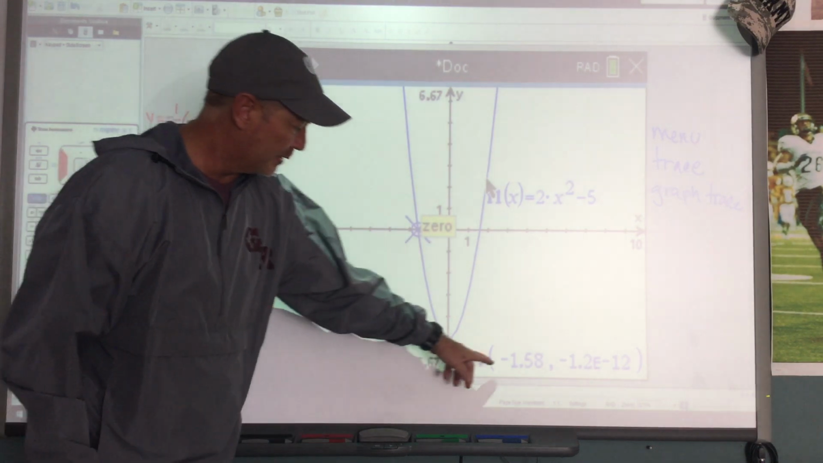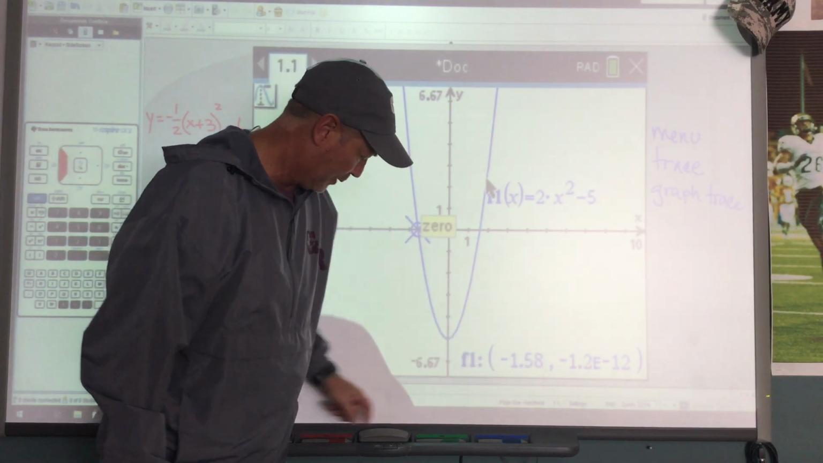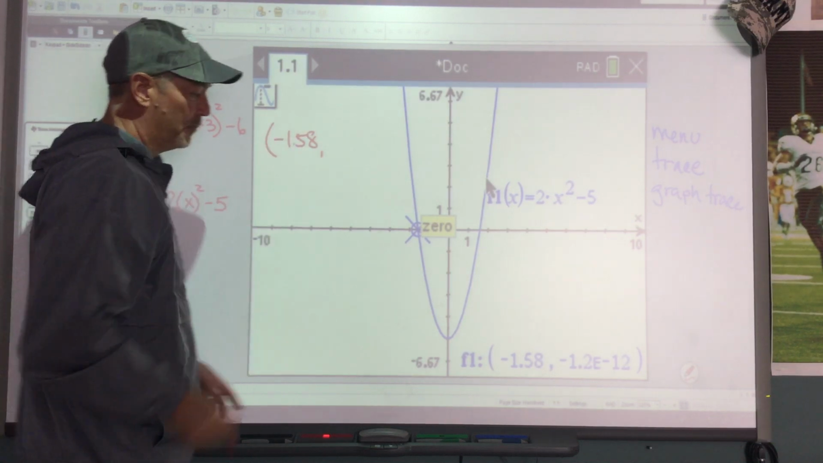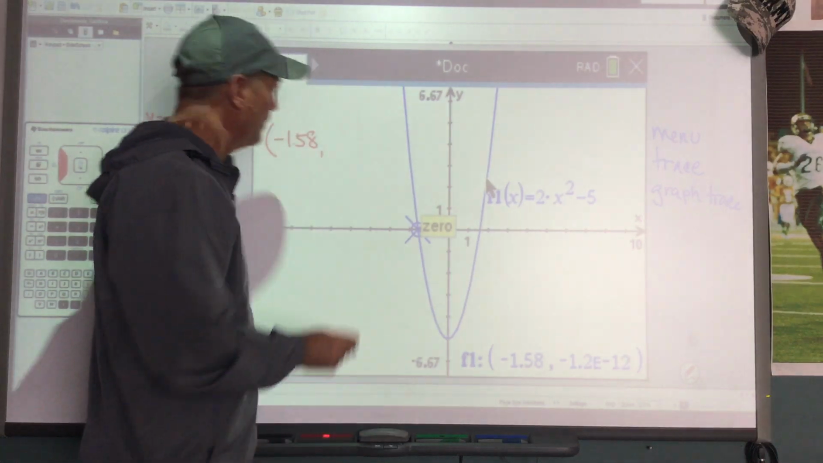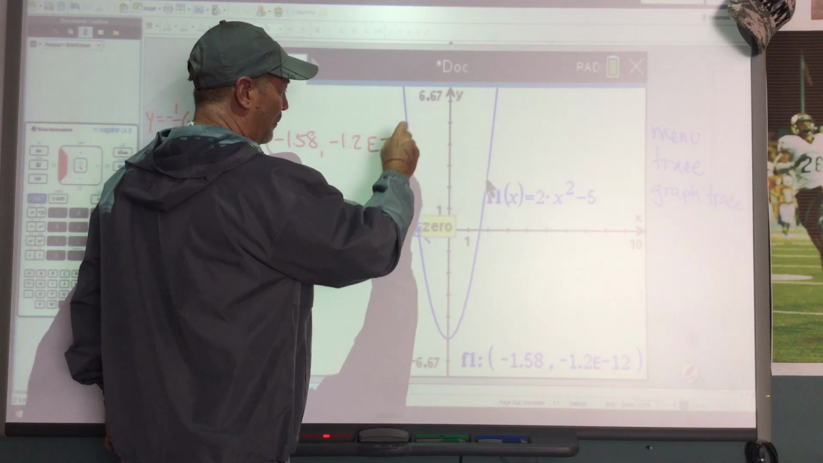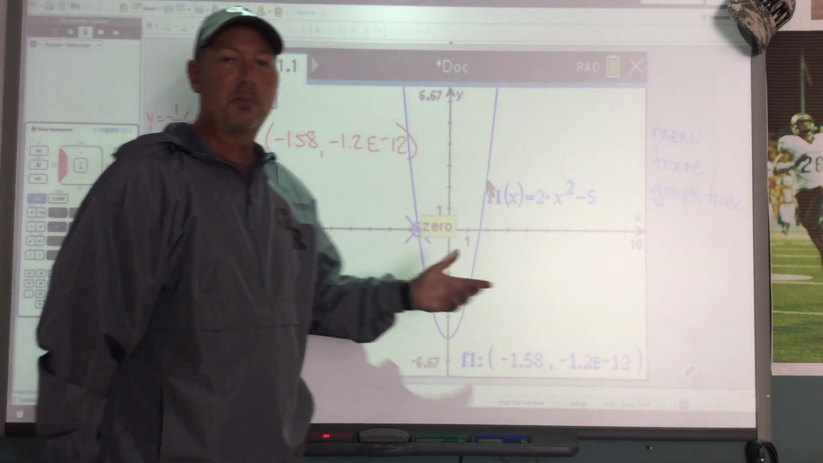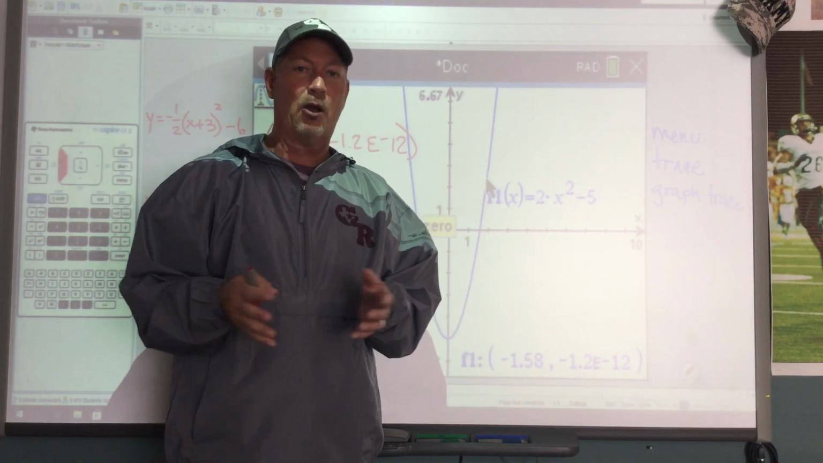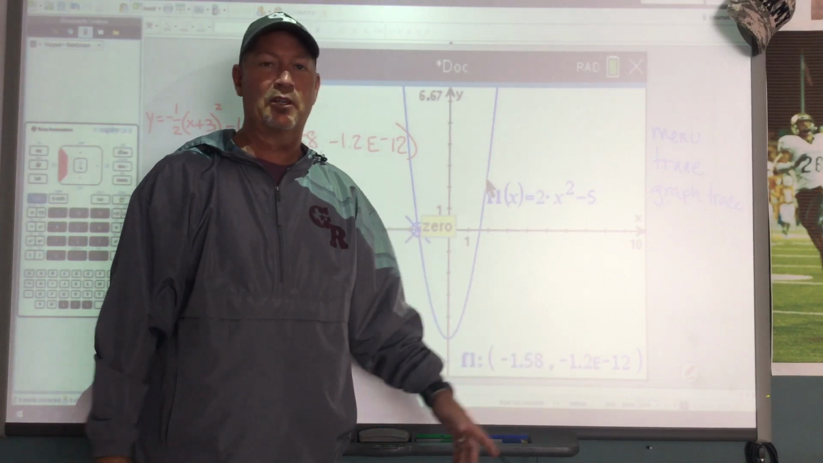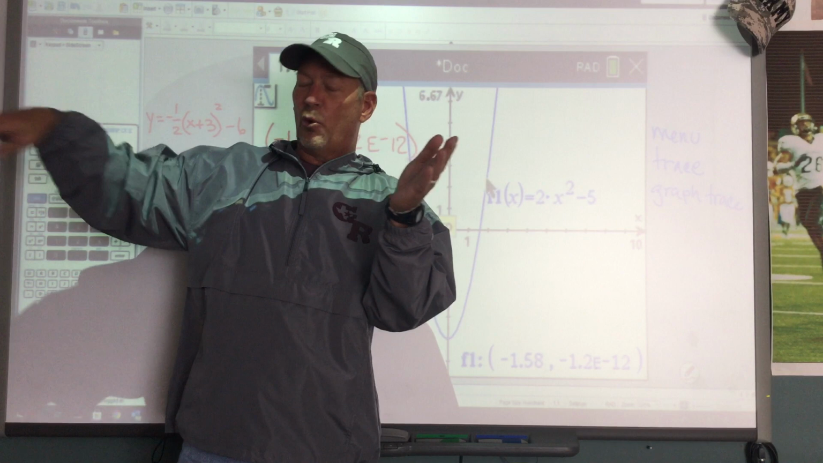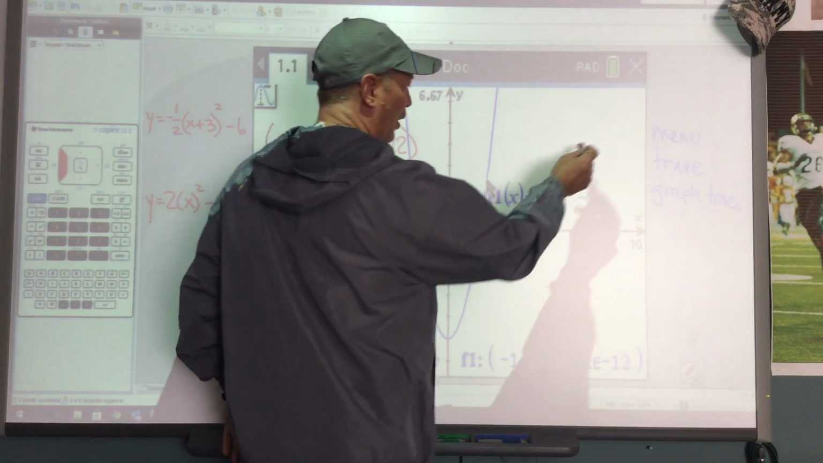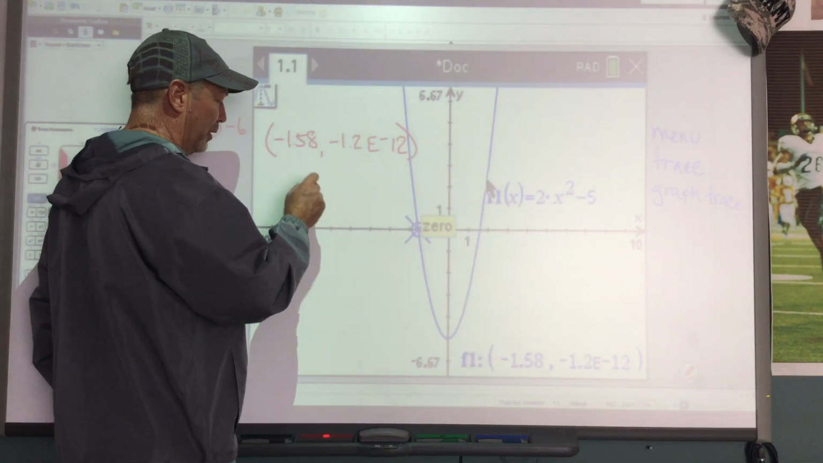Okay? All right, so look what it says. It says I'm located at -1.5, comma, and it says -1.2e to the -12. Now we know that this should be the number 0. So I don't want you to panic or freak out. Oh my God, what does that mean? This is scientific notation. When it comes up with an E, that means scientific notation. And that means we would move our decimal point 12 times to the left. But even though we're going to move this 12 times to the left, you're going to get a bunch of zeros.